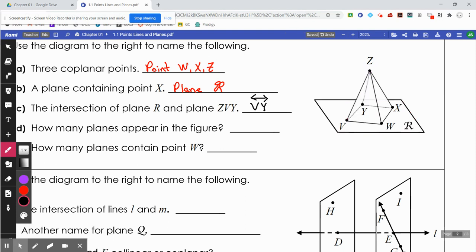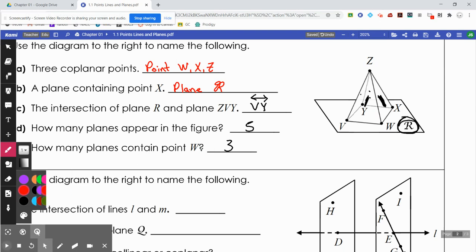Okay, how many planes appear in this figure? And we kind of touched on that a while ago. You have the four sides of this pyramid that create planes, and then the bottom is also a plane. So I would say there are actually 5 planes in this figure that you can see. How many of those planes contain point W? And that would be plane R at the bottom. You have this plane over here, which contains the right side, and you have the front, which also contains that. So 3 of the 5 contain point W.